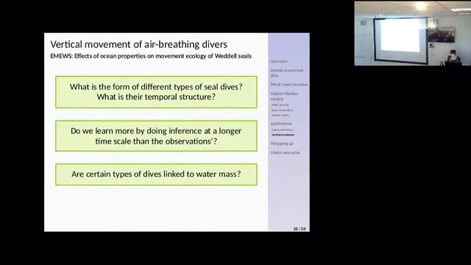And then lastly, are certain dives linked to water mass, which links back to the oceanographic project. So if certain water masses in the Antarctic are going to change, and if certain animals rely on them, then there's possible consequences for the population status of those animals.